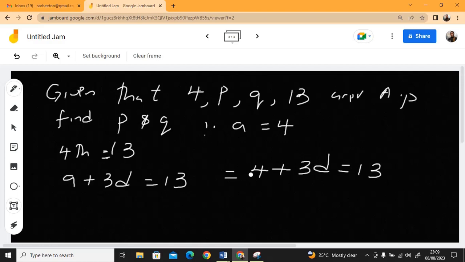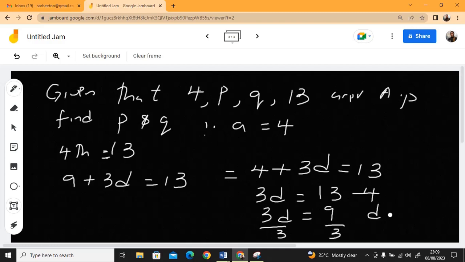I'll transfer this 4 to the other side. So I will have 3d equals 13 minus 4. And 13 minus 4 will give me 9. So since I'm looking for d, I'll divide both sides by 3. So my d equals 3. This is clear, right? Now, my common difference is 3. I'll just be adding 3.